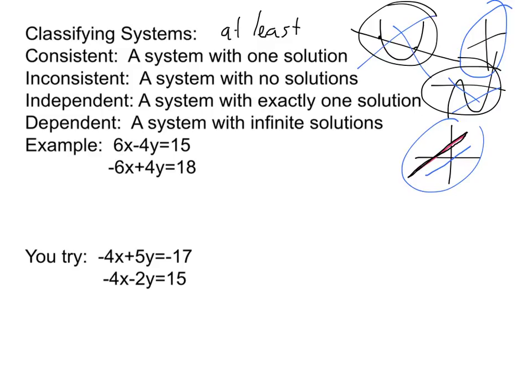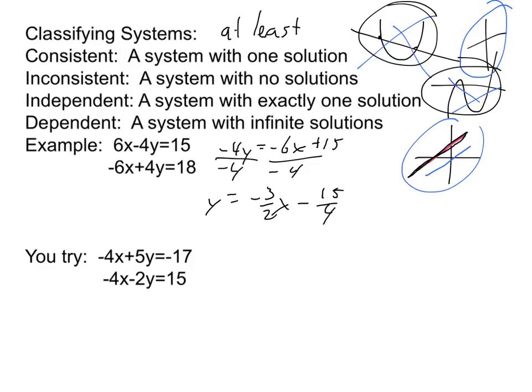So if we look at this first example, in my opinion, the easiest way is just to solve for y, put it into slope-intercept form, so we get negative 4y equals negative 6x plus 15. So I just moved that 6x over by making it negative on the other side, and then divide by negative 4, divide by negative 4, so we get y equals negative 3 halves x minus 15 over 4.